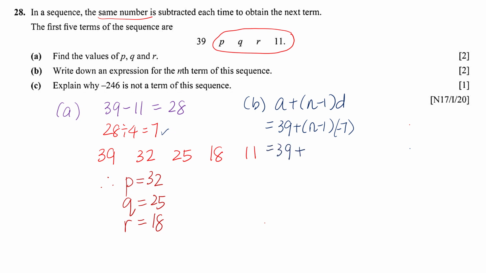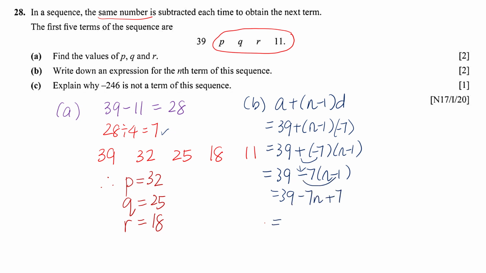And like what I've mentioned, if you're not comfortable having negative 7, you can just put it to the front. So you would have negative 7 times positive, which gives you negative 7. This one here will give you negative 7. So this will be 39 minus 7 and this will be positive 7. So you would end up getting 46 minus 7n as the answer.